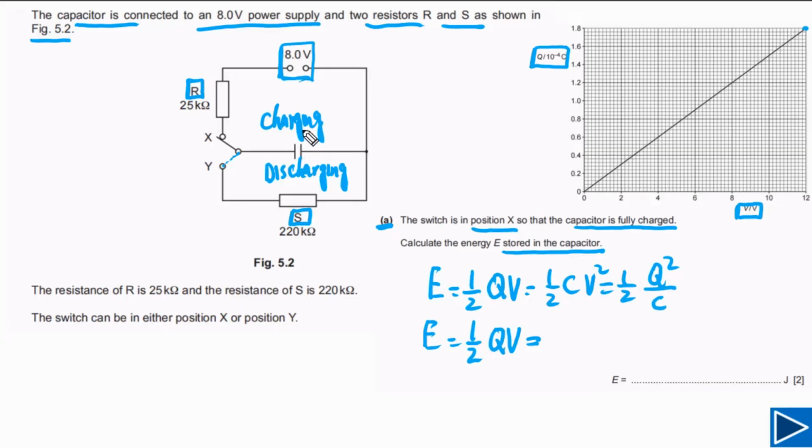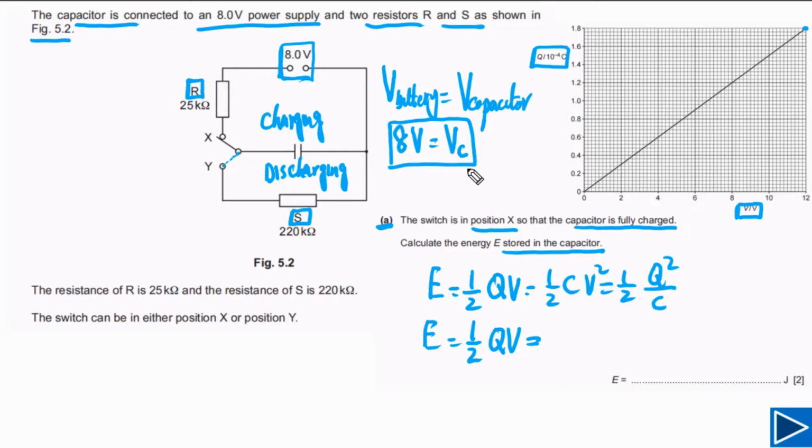So when this capacitor is fully charged, meaning when there is no current flowing in this circuit, at that time the potential difference across the battery and the potential difference across the capacitor, these two potential differences, will be the same. So this is the capacitor. When the potential difference across the capacitor is equal to the potential difference across the terminals of the battery, current flow will stop. In this case, the battery voltage is 8 volts, so the capacitor voltage also will be 8 volts when it is fully charged. This is the key concept you need to understand.